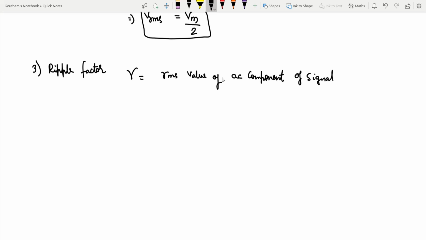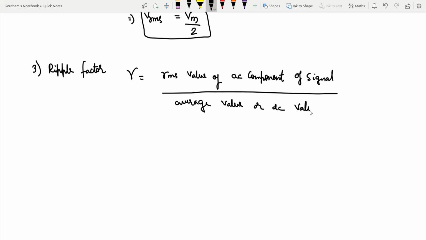Okay, it is the ratio of RMS value of AC component of the signal to the average value. Average value is nothing but the DC value. So this is the definition of ripple factor. Remember, the numerator here is the RMS value of the AC component of the signal. It is not equal to Vrms.